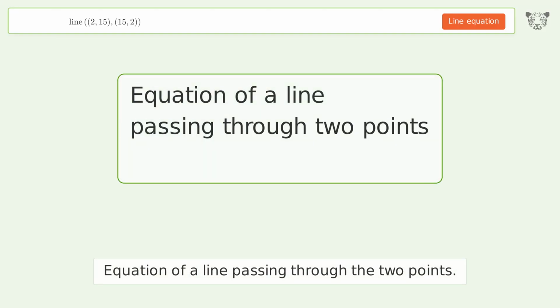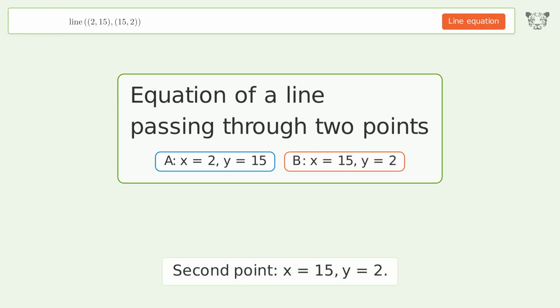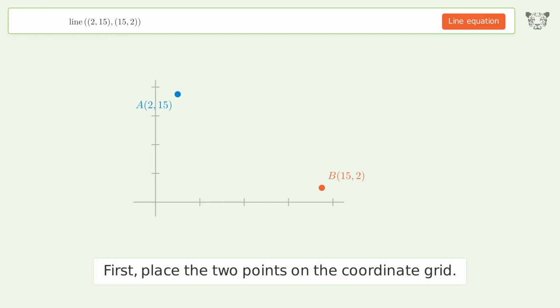Equation of a line passing through 2 points. The first point has x equals 2, and y equals 15. The second point has x equals 15, and y equals 2. First, place the 2 points on the coordinate grid.